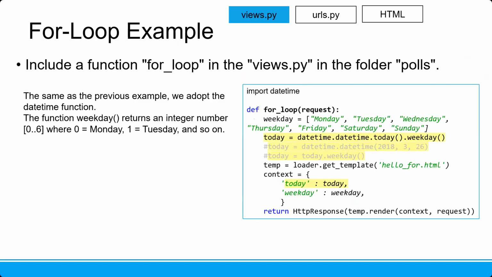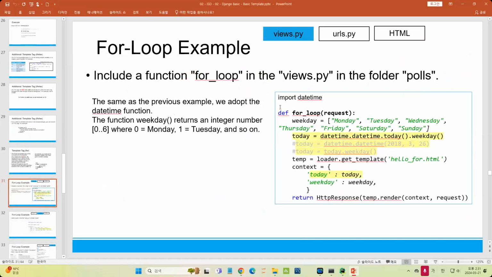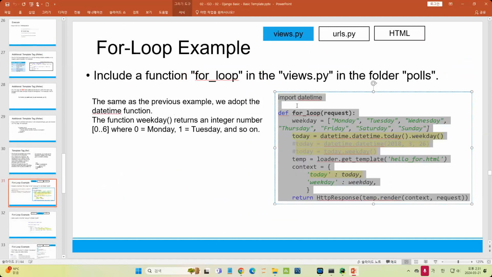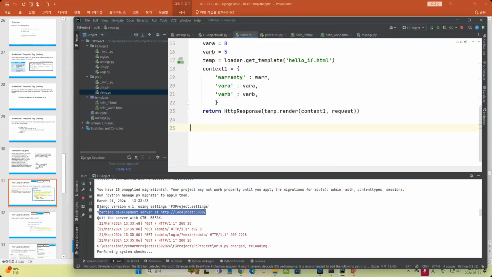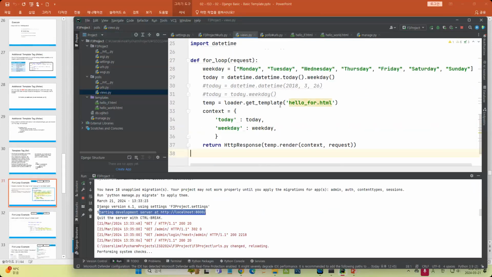Okay, now let's make a new function. And for this function, let's import a new library, datetime. I'm going to make it as a new function in the views.py. So let's say weekday. I have Monday, Tuesday, Wednesday, Thursday, Friday. Oh, I forgot Saturday and Sunday. Okay.